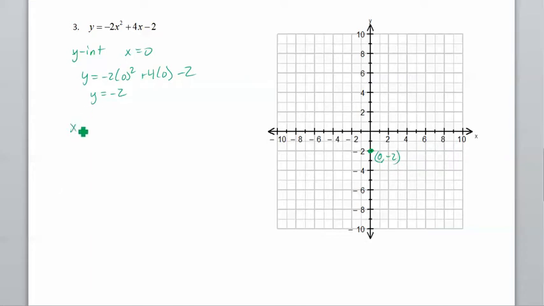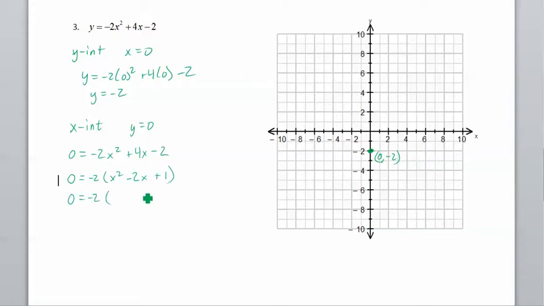Then we'll go for the x-intercepts. The x-intercepts is when y equals 0. So we'll go 0 equals negative 2x squared plus 4x minus 2. So here we're going to factor. Now the first thing we should do whenever we factor is look for the greatest common factor. So negative 2 times x squared minus 2x plus 1, it looks like. And so 0 equals negative 2 times that.